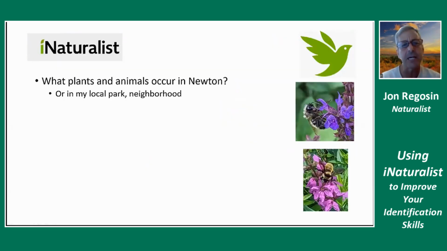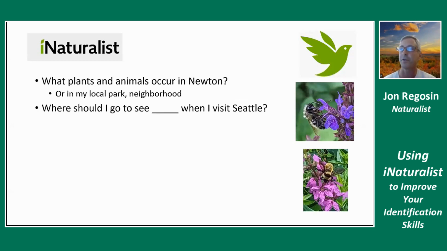We can use iNaturalist to answer questions like what plants and animals occur in Newton or in my local park or really anywhere. So for example, if I'm planning a trip, where should I go to see bees in Seattle? In fact, the pictures on the side are some bees. I went to visit a friend of mine in New Brunswick, New Jersey, and before I went, I looked at iNaturalist to see which interesting bees I might be able to find in the area, and I was able to go and look for them when I got there.